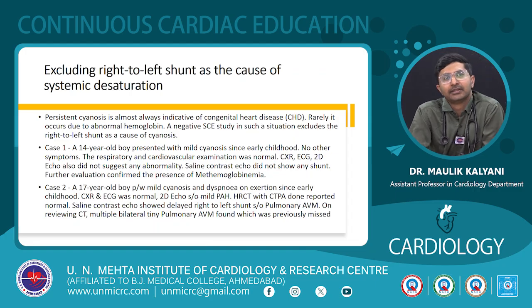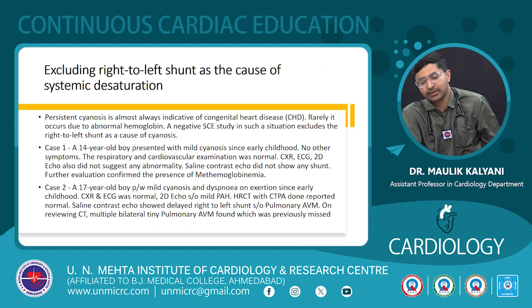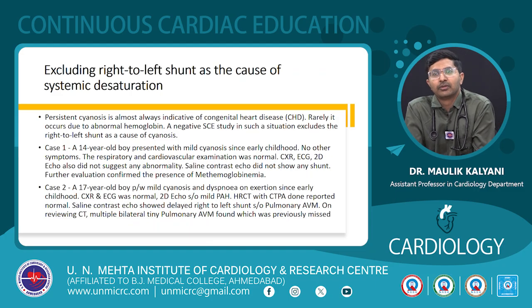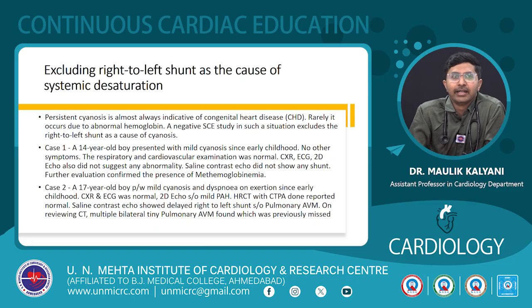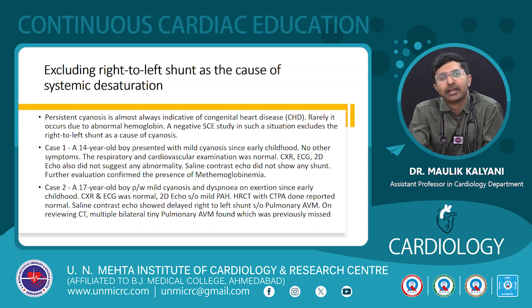So then the CT images were reviewed again, and they showed multiple bilateral tiny pulmonary AV malformations, and because of that there was a right to left shunt. This was missed in the previous CT scan because the CT has around 1 to 2 mm cuts, and a very tiny malformation might not even be visible, or it will require very careful looking. So this type of thing can be missed even if we do extensive investigation.